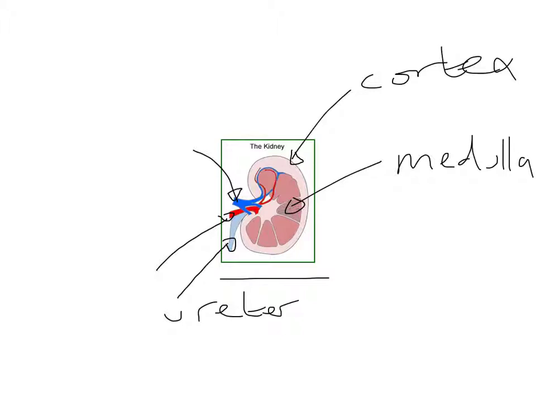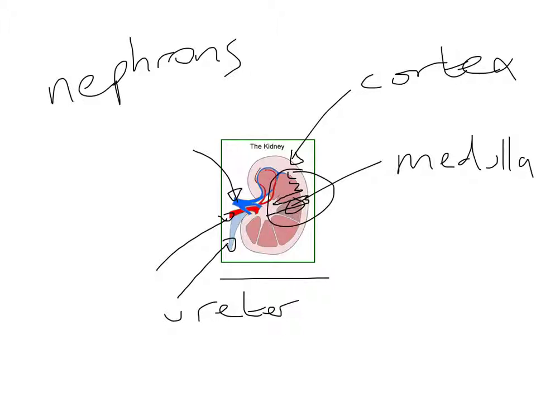Now the kidney is made up of millions of structures called nephrons. I'll try to draw where they are in here. Okay, so there's millions of structures like this, starting in the cortex, going down into the medulla, back into the cortex, and then back into the medulla again. And these structures are called nephrons.